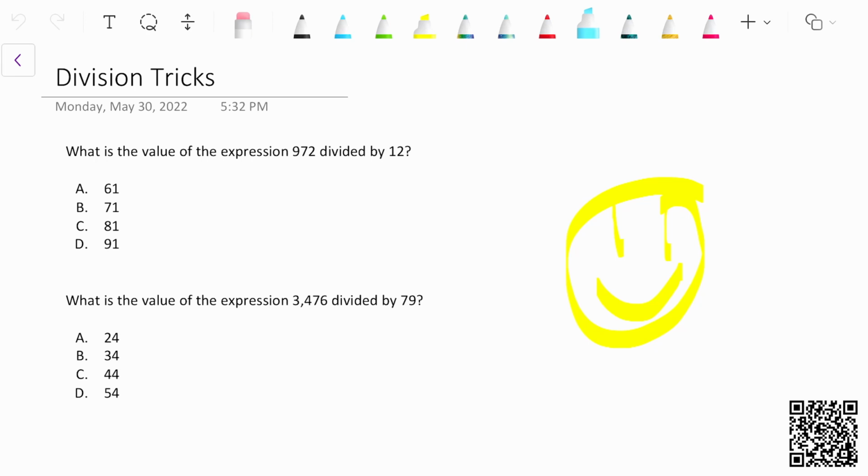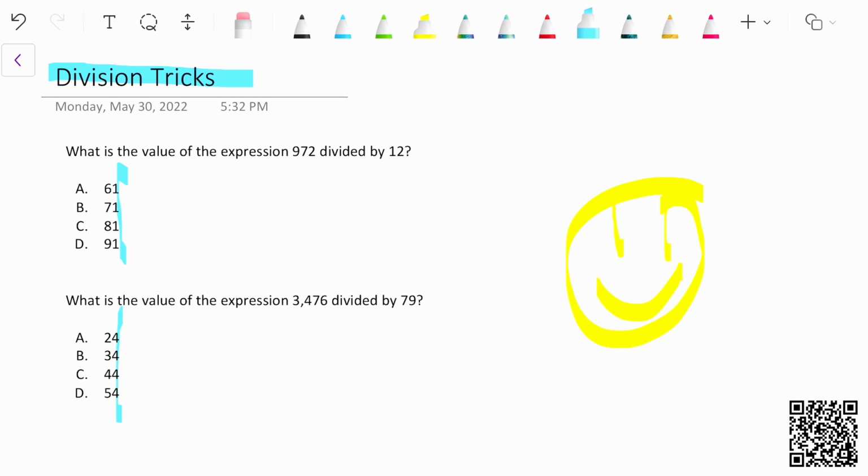Today's topic is division tricks. We've already done division tricks in the past, but that one was by doing the last digit division tricks. This time, all the last digits are the same. So what do we do in this circumstance without doing heavy division? Well, we have another strategy.